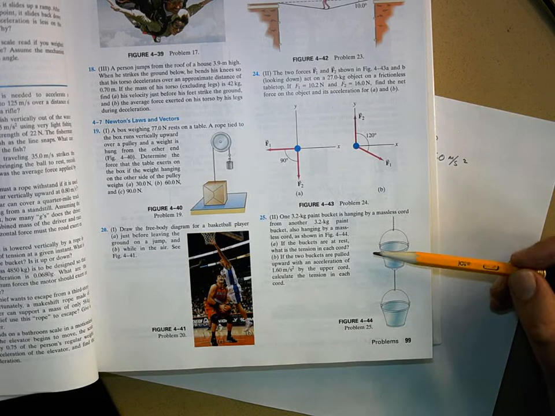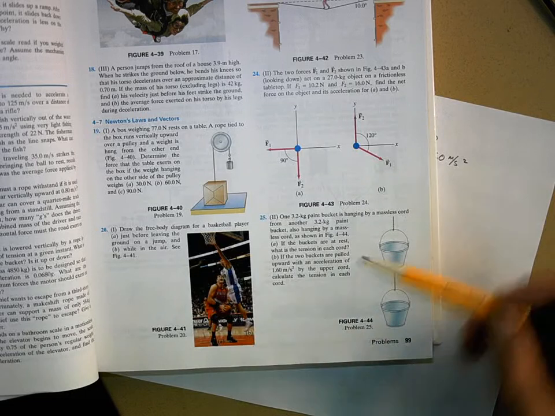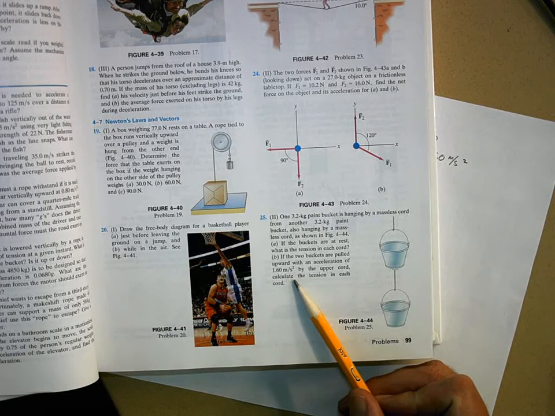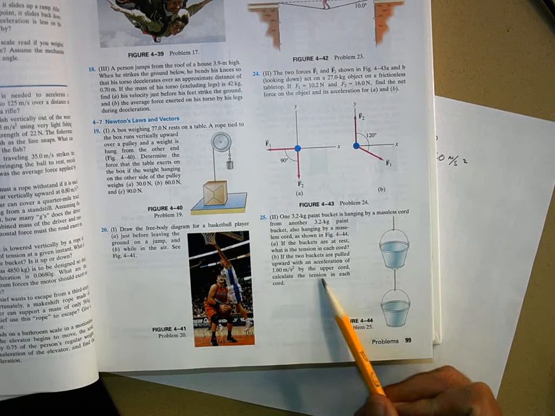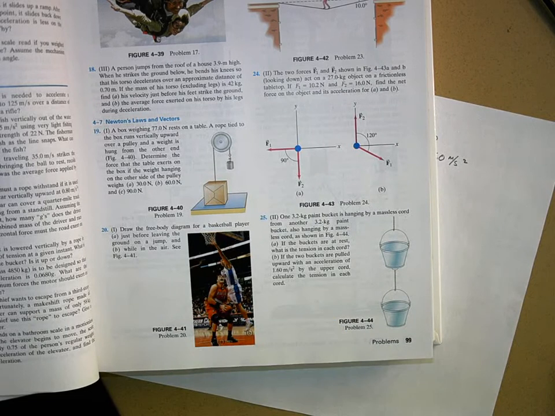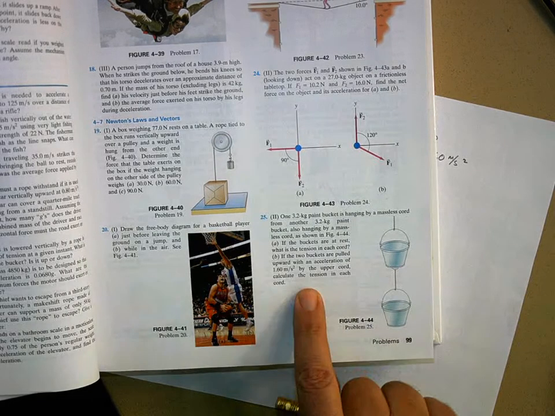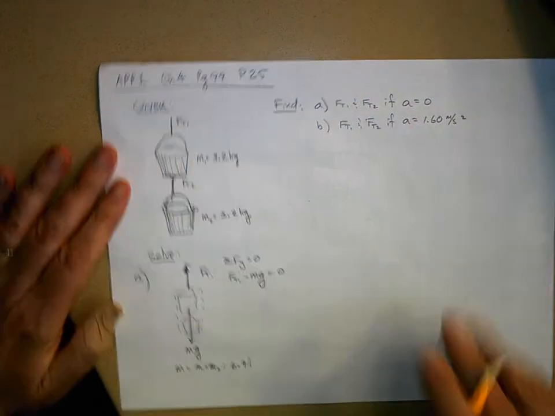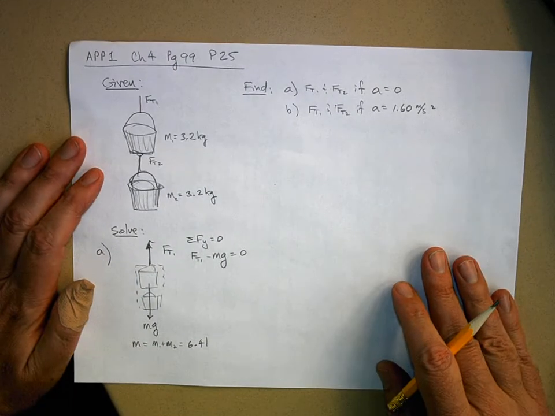And if the two buckets are pulled upward with an acceleration of 1.6 meters per second squared by the upper cord, calculate the tension in each cord. So let's do that. I've kind of got it set up a little bit here, and let me zoom in a little bit.